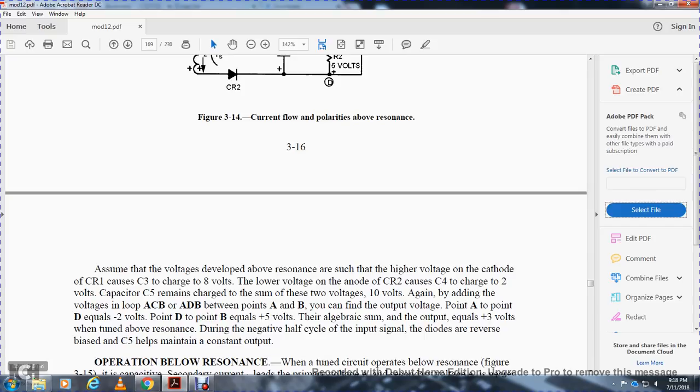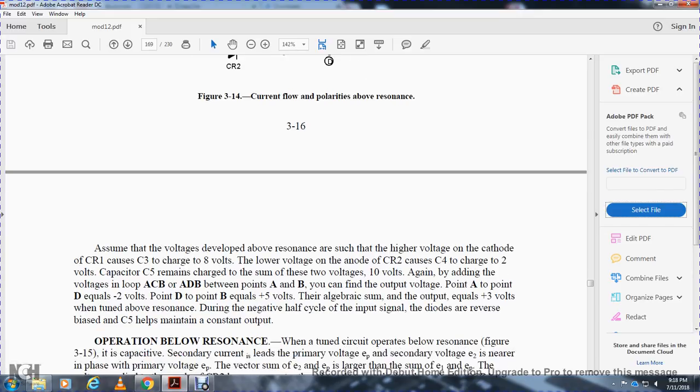Point A to D equals negative 2 volts. Point D to B shows 5 volts. The algebraic sum gives an output of positive 3 volts when tuned above the resonance. During the negative half cycle of the input signal, the diodes are reverse biased, and capacitor 5 helps maintain a constant output.